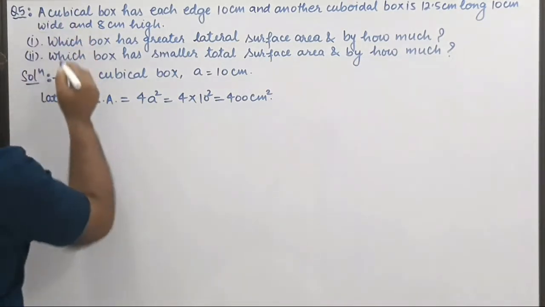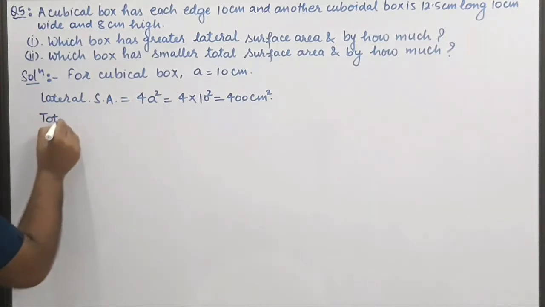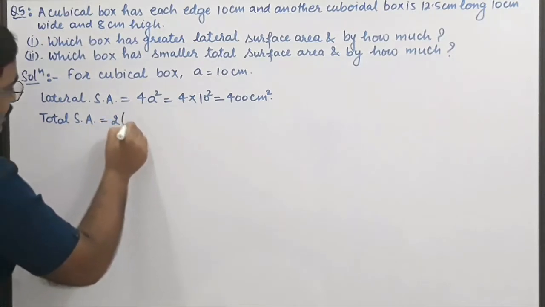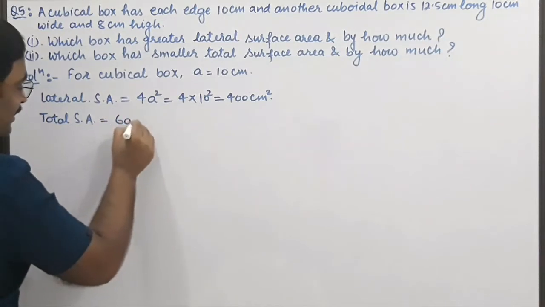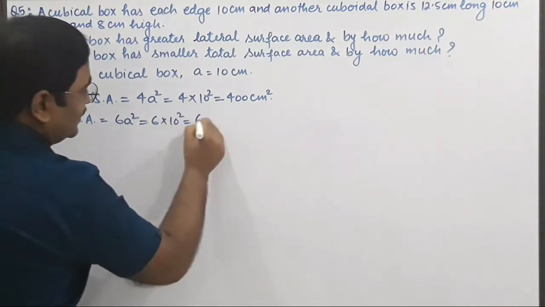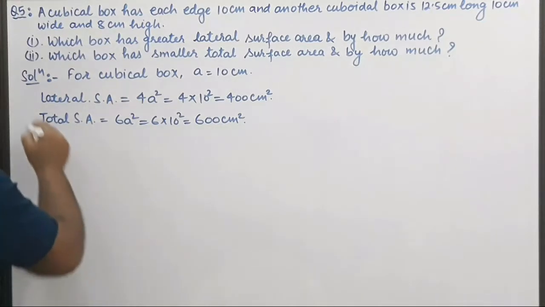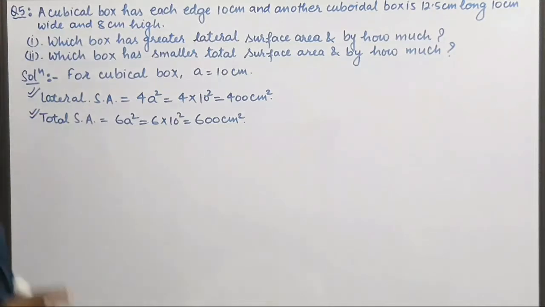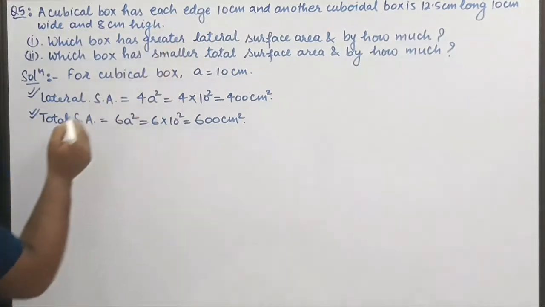Now, total surface area, TSA of cubical box, total surface area of cube is equals to 6a square, which is 6 multiplied by 10 square, that is 600 centimeter square. So we got lateral surface area of cubical box and total surface area of cubical box. Now let us find these two for the cuboidal box also.